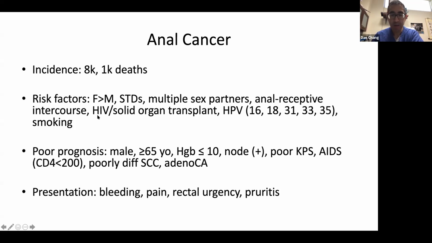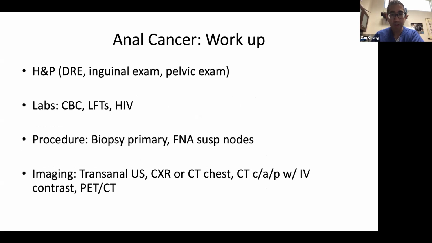A lot of common and sort of intuitive risk factors you would think about as far as sexual practices, HIV, exposure to HPV, smoking has been listed as one. I guess there are these poor prognosis issues which have been published, I agree, but that's probably not that important for this particular lecture. Common presentations are going to be things like bleeding, pain, rectal urgency. Sometimes they may think they have hemorrhoids, and it turns out there's actually a mass down there. Very easy to work up because you can actually visualize and palpate the tumor.